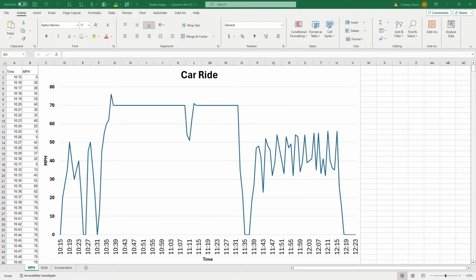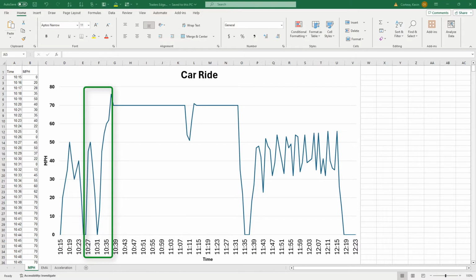Let's say we're in the car and every 60 seconds for the next 2 hours, we make a note of how fast we're going. Looking at the graph, it's pretty easy to piece together a likely story of what happened. At 10:15, we're in the parking lot. Get up to 50 miles per hour, slow down to 30 going through a corner, speed back up to 40, and then we come to a stop sign or red light.